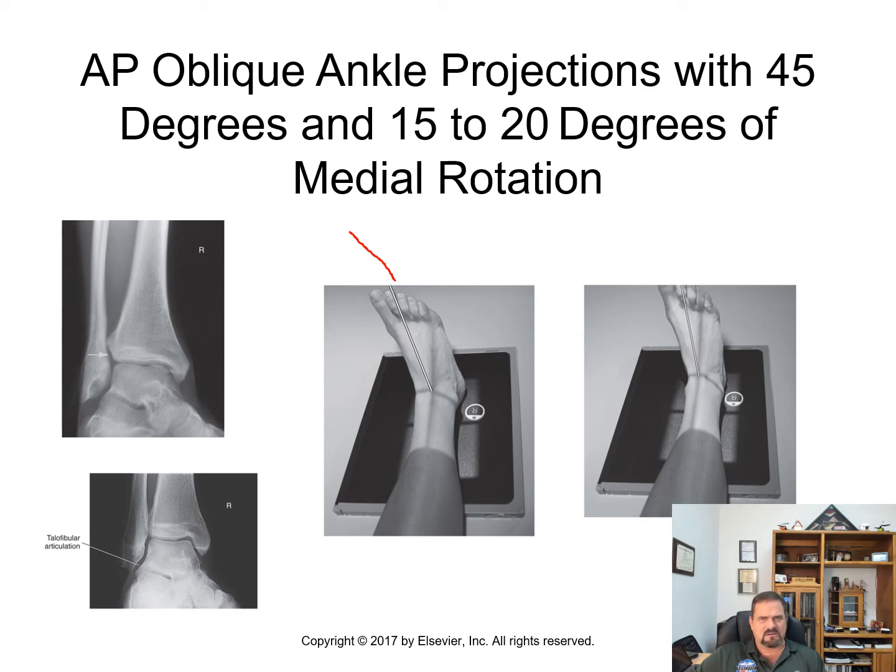So this is a true medial rotation, towards the inside. This is towards the inside of the body, okay? And this is more of an anterior posterior oblique, with about 15 degrees rotation, and this is your 45-degree rotation. All right.